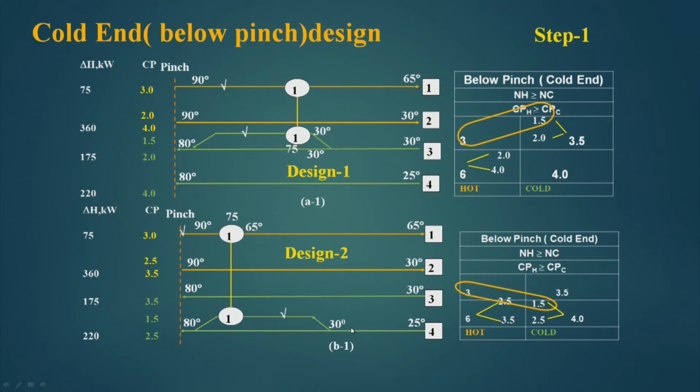Okay. Now, so this is 3 to 1.5, this is step 1. Now, let us see step 2. Now, one thing I would like to tell, that when I split a cold stream here, the value of Nc becomes 3.